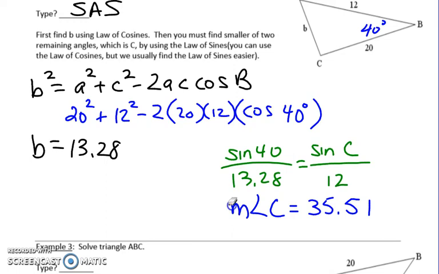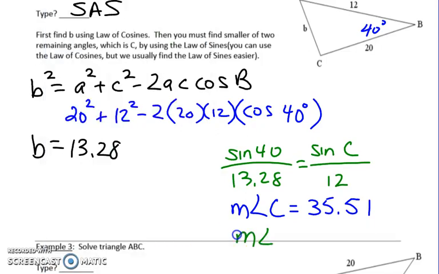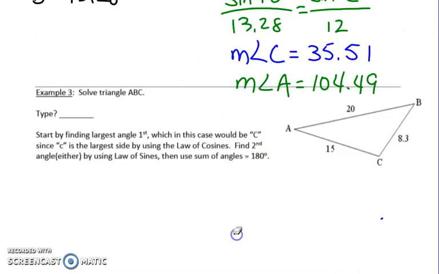To find the measure of angle A, we can just subtract from 180. And it tells me that the measure of angle A is 104.49. Okay, so refer to the second video for examples 3 through 6.